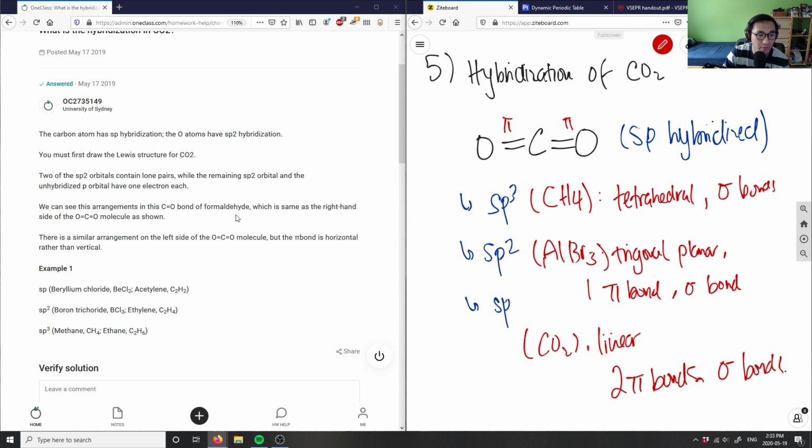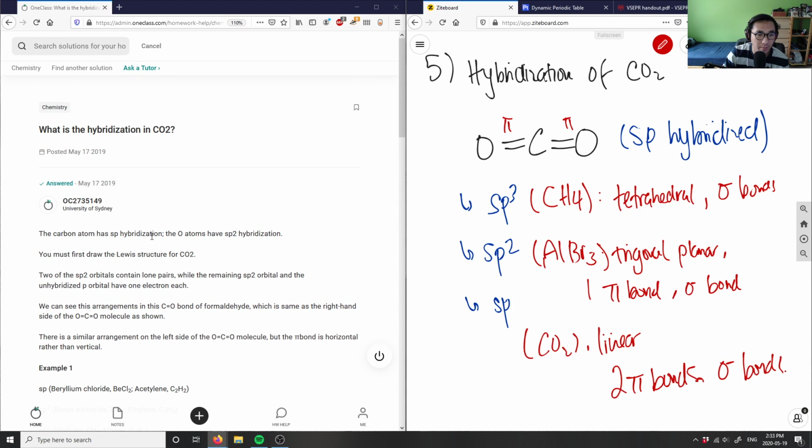The carbon atom has sp hybridization, and the O has sp2 hybridization. I'm talking about the carbon here: this carbon is sp hybridized, but the oxygens will have sp2 hybridization, because each only contains one double bond, right? So both oxygens are sp2 hybridized, but the entire molecule would be sp hybridized. So that's a trick here.